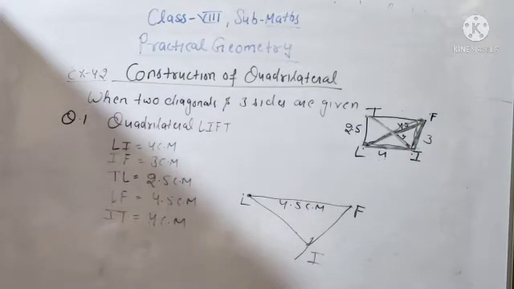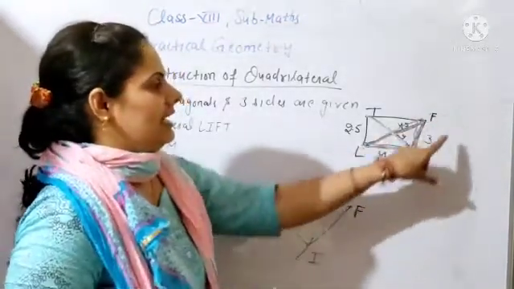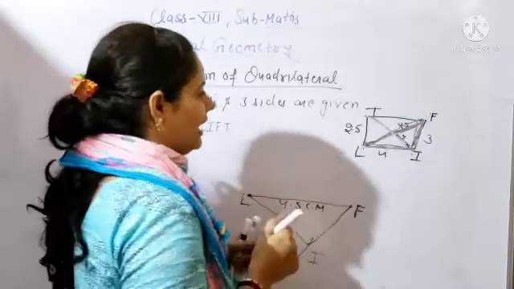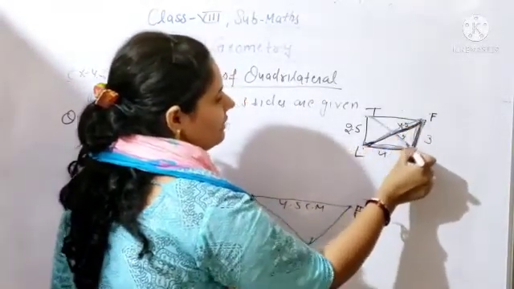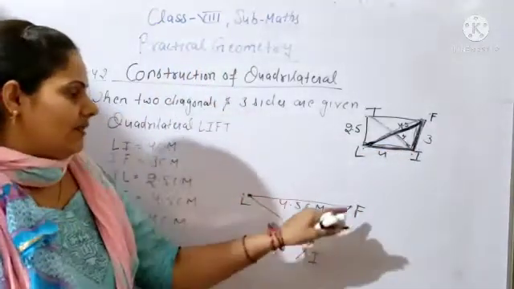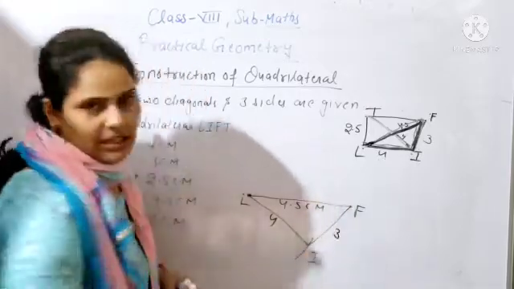So you can see this triangle LIF. This triangle is completed, because we are making this triangle LFI. So this triangle we have done. Clear, beta? LIF. Now you can write the lengths. LI is 4 centimeter and IF is 3 centimeter.